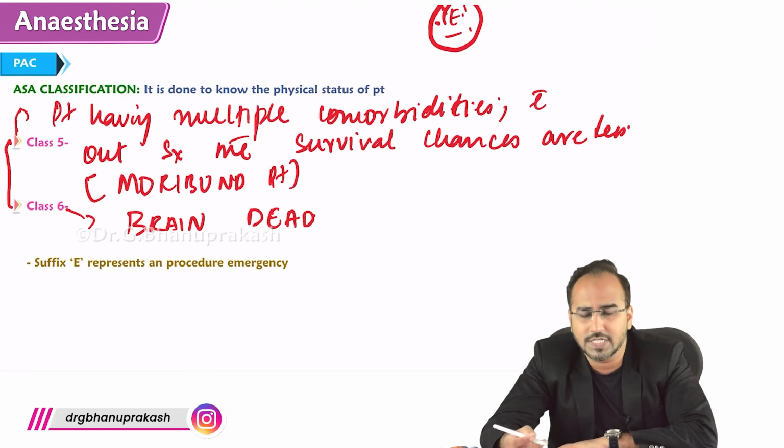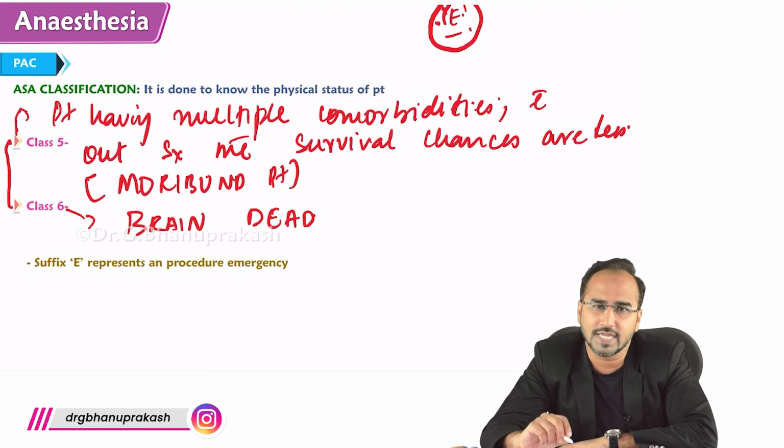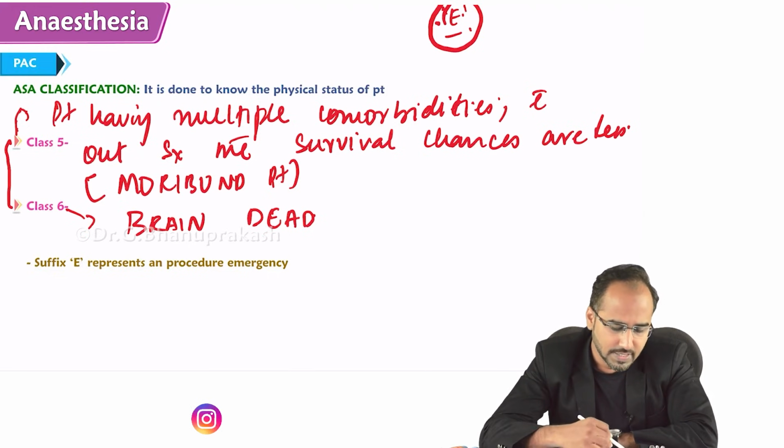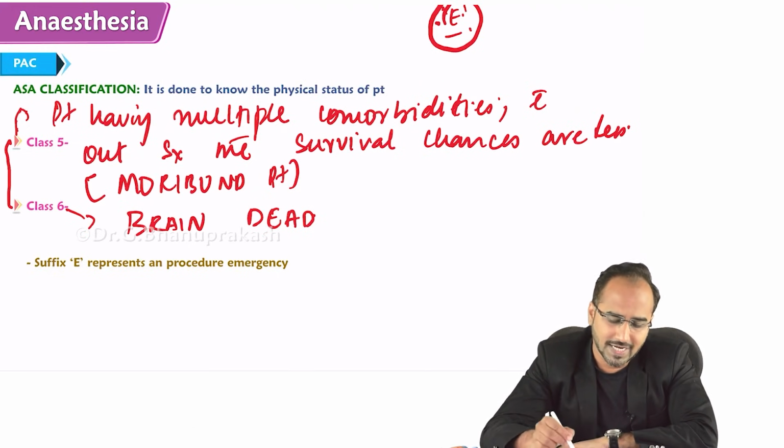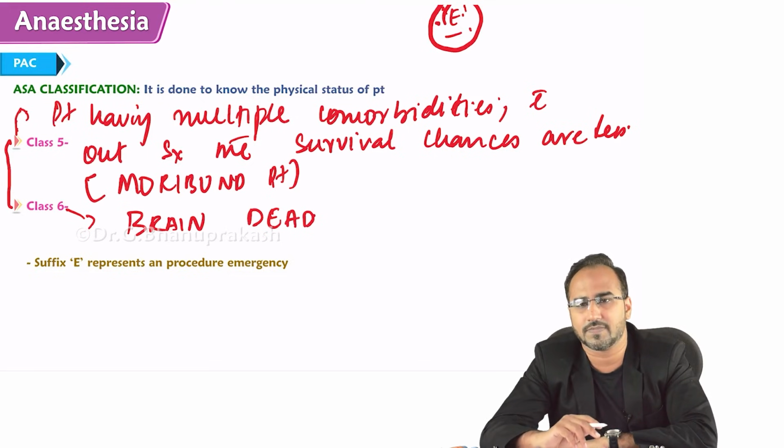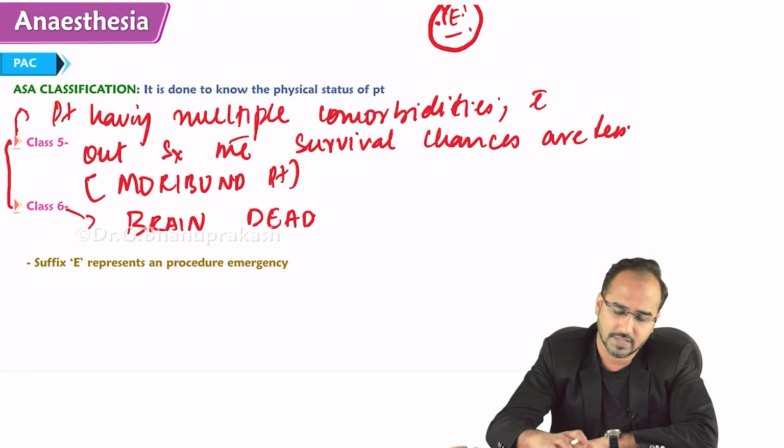If it is a non-emergent surgery, don't add E. Right? E is added only if the surgery is an emergency. Right? So this was regarding what? This was regarding the ASA classification. Okay.